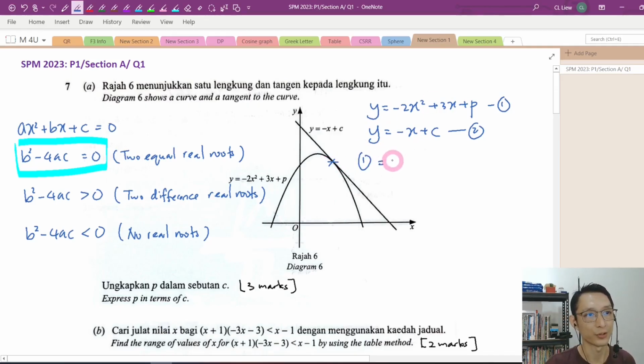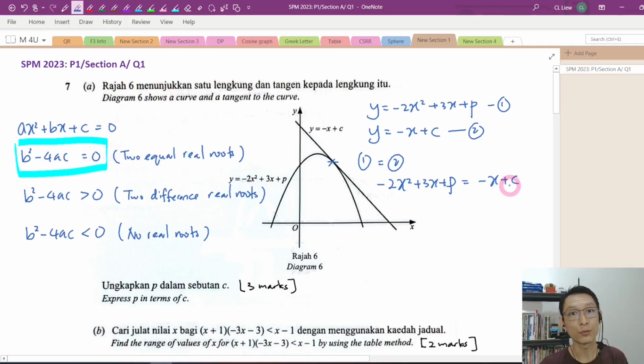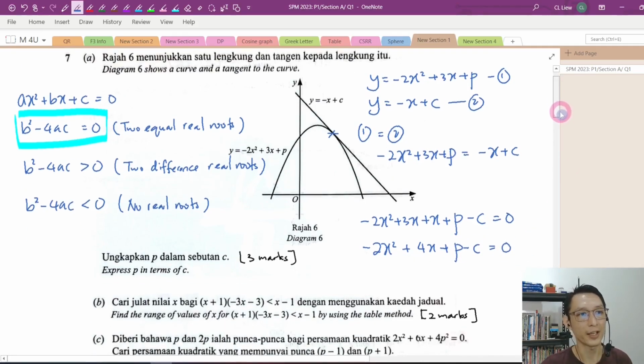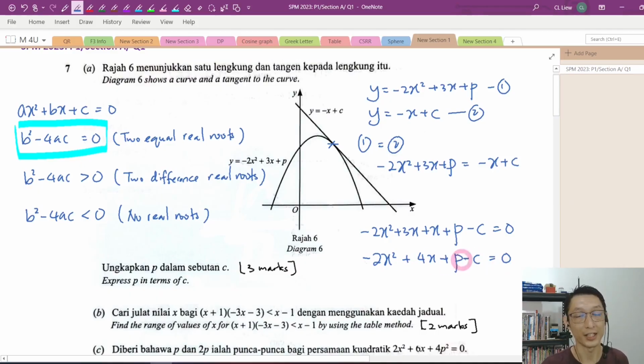Now equation 1 is equal to equation 2. This is equal to this. Negative 2x squared plus 3x plus p is equal to negative x plus c. So I'm going to rearrange all the terms first to get the quadratic equation in general form. Negative 2x squared plus 3x plus x plus p minus c is equal to 0. So negative 2x squared plus 4x plus p minus c is equal to 0. Okay, so this is a quadratic equation in general form.